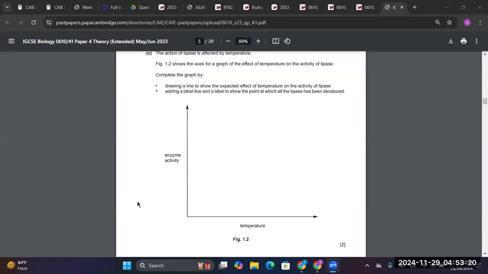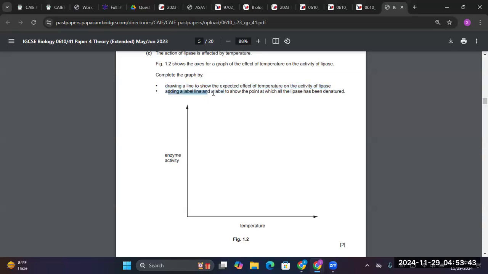If you remember in the class, I made for you guys the graph for enzyme and temperature, as well as the pH. So you have to complete the graph by drawing a line to show the expected effect of temperature on the activity of lipase. The very complicated wording simply means that you show the graph. That's it, just like I've taught you guys.